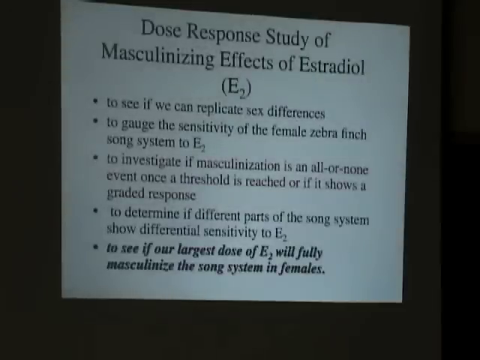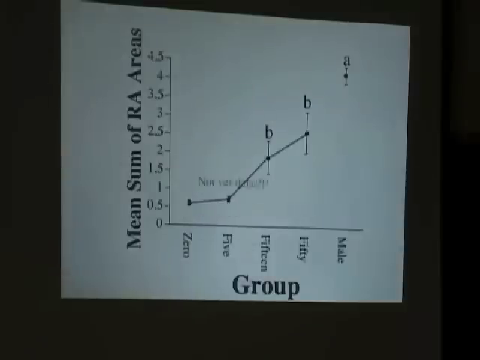All right, we want to see if masculinization looks like an all or none event once the threshold is reached, or does it show a graded response, okay? So let's say you get data that look like this. What do you think? Is masculinization kind of like an all or none effect once you reach a given dose, or is there a graded response to different doses of estradiol?